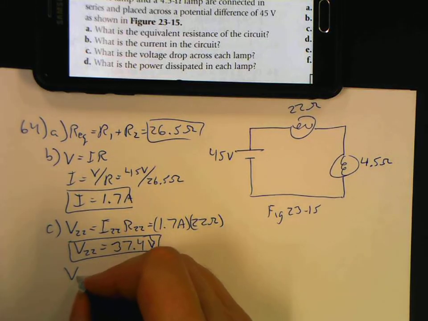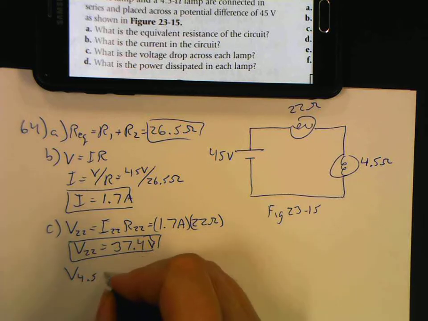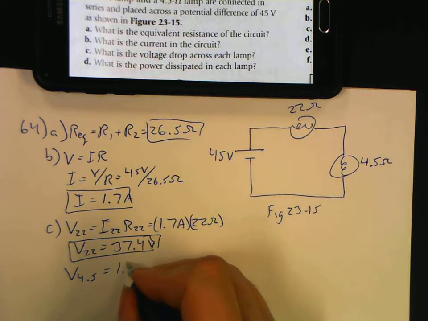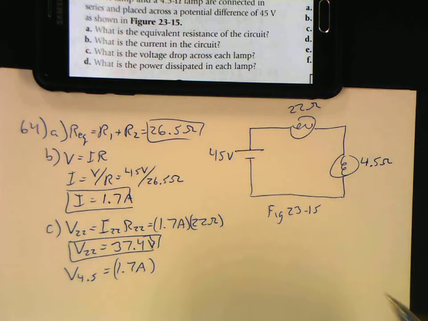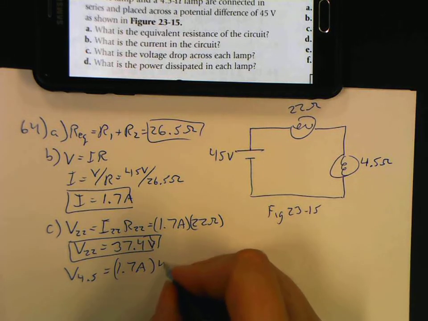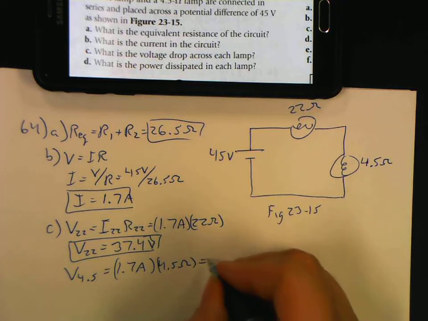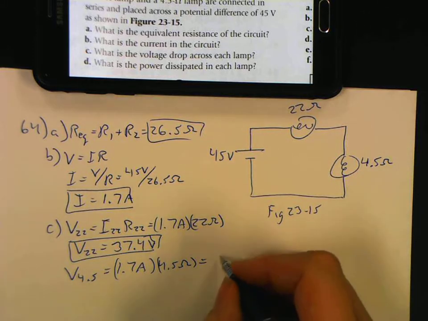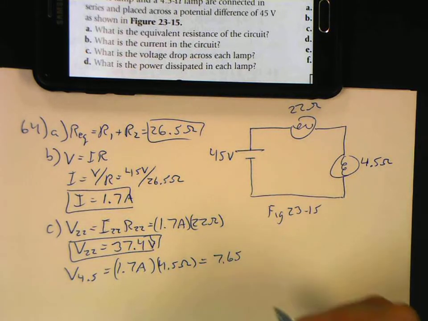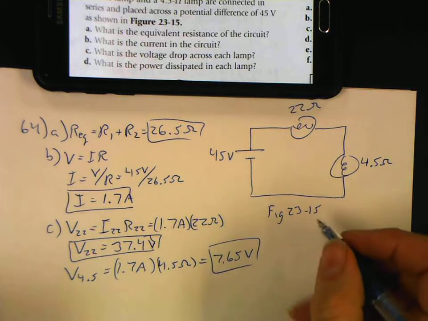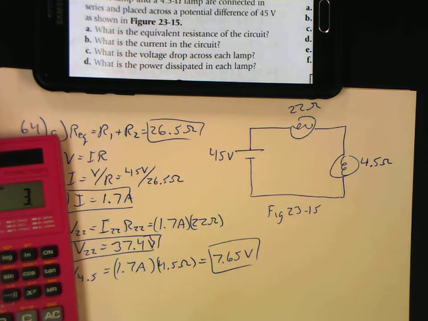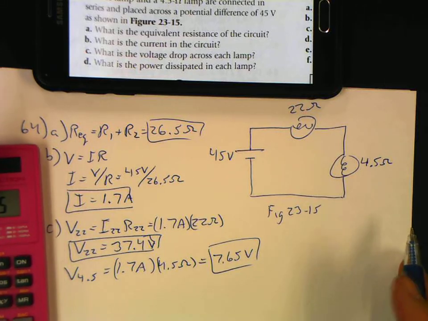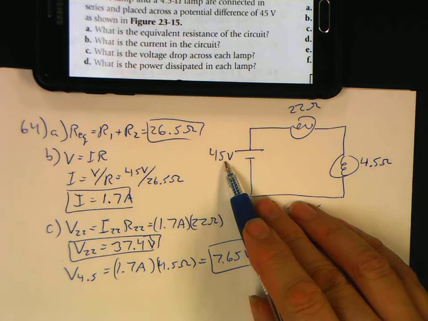That's the first part. The voltage across the 4.5 ohm resistor is equal to the same amount of current, 1.7 amps. Remember, series circuit, all the same current, and 4.5 ohms. And so 1.7 multiplied by 4.5 gives us 7.65 volts. And notice, please, if we add up 37.4 and 7.65, we get 45.05, which should be rounded off to 45, which is the voltage of the battery.